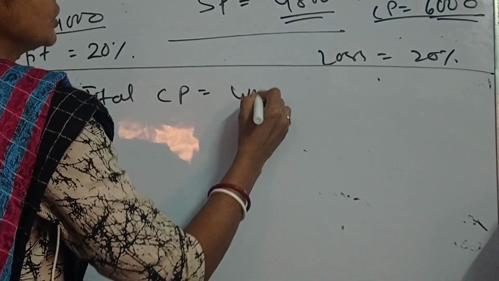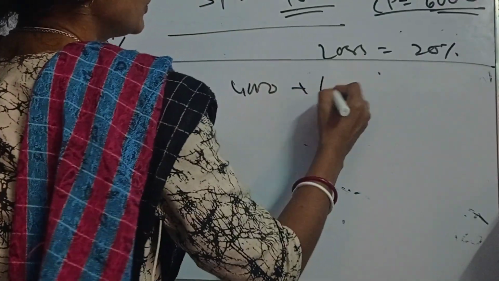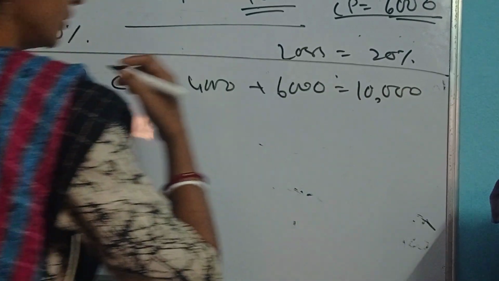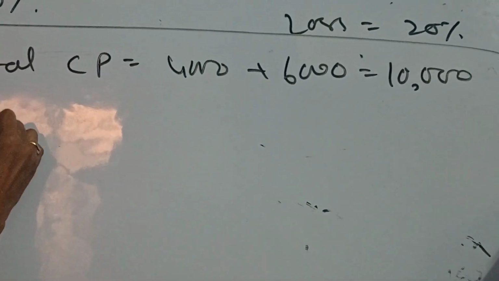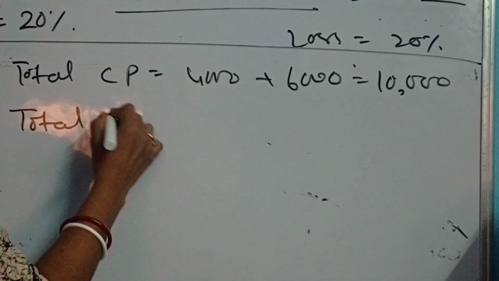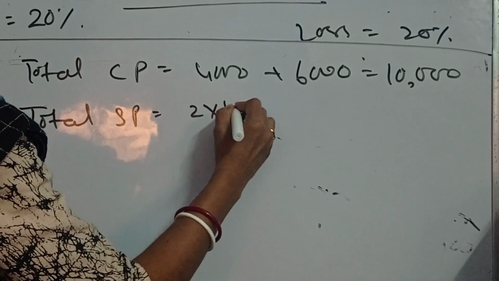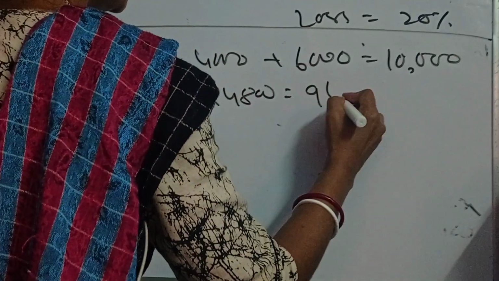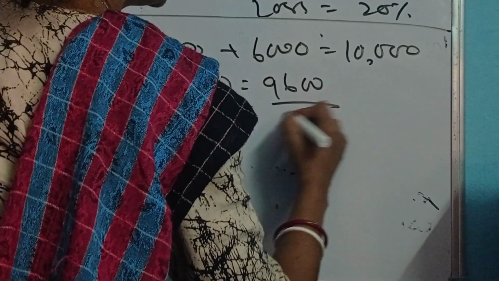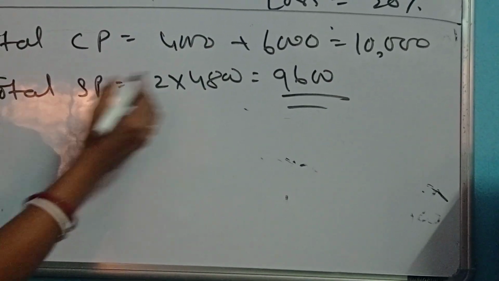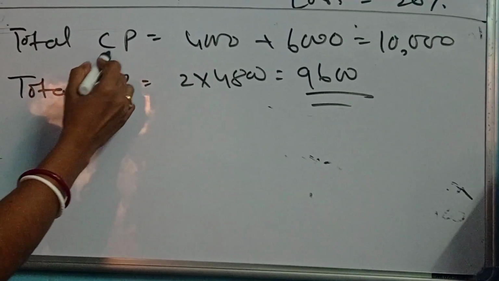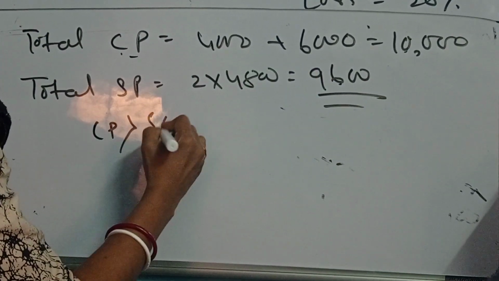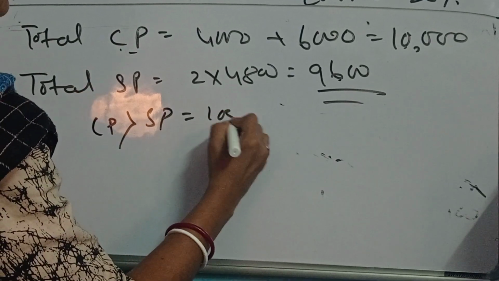First one is 4000, second one is 6000, so you are getting 10,000. Now total SP: here 2 radios, so total SP is 2 into 4800, which is 9600. That is the total SP. So what is the profit or loss? Here you can see CP is greater than SP. Yes or no? CP is greater than SP, that means it is a loss.